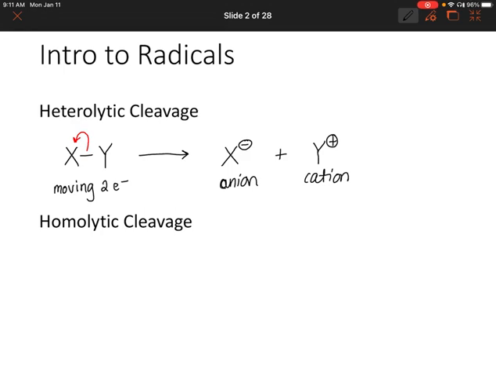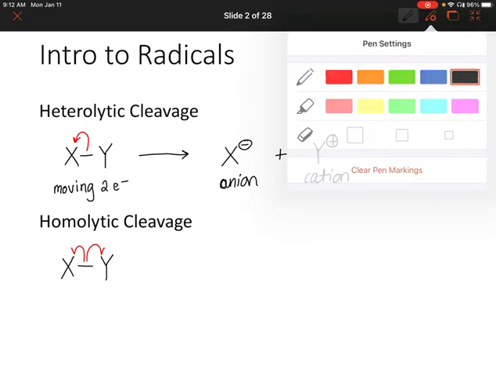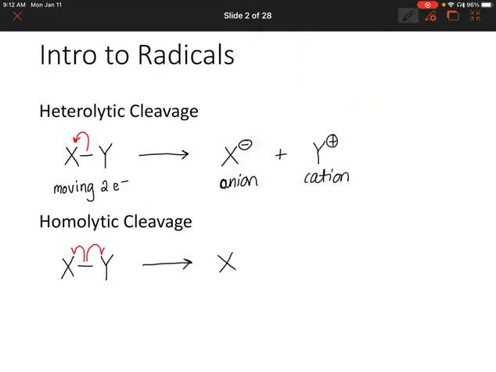Now, in homolytic cleavage, which is what produces radicals, we have the same atoms covalently bonded, but instead of moving both electrons, we're going to move one electron to the left, and then the other electron will go to the right. So now each of those atoms will have an unpaired electron. So homolytic cleavage is the movement of individual electrons.